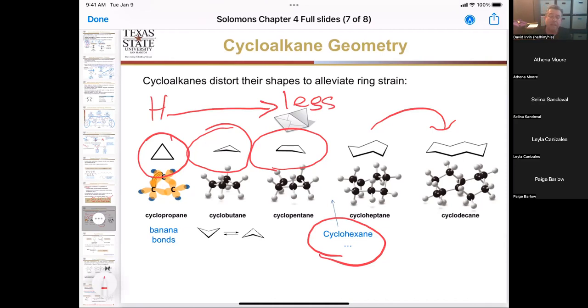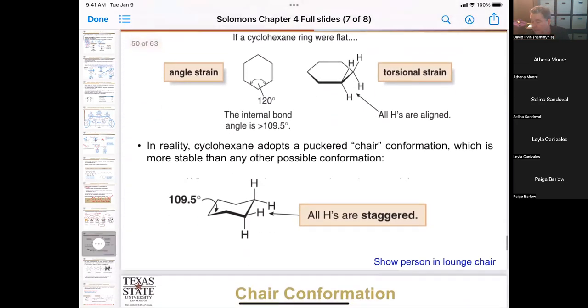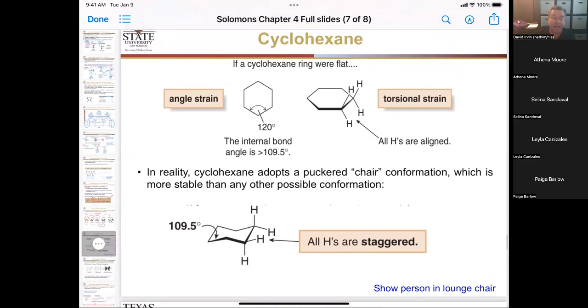So what is so special about cyclohexane? Well, it turns out cyclohexane, if we draw it flat, all of the hydrogens would be eclipsed with each other, and all of the carbons would also be eclipsed with each other. But that's not what it does. It can actually bend a little bit and get into a puckered chair conformation to eliminate all of that strain.